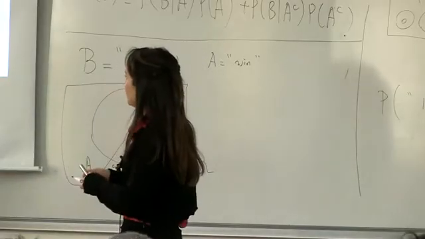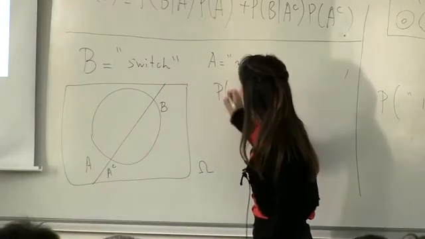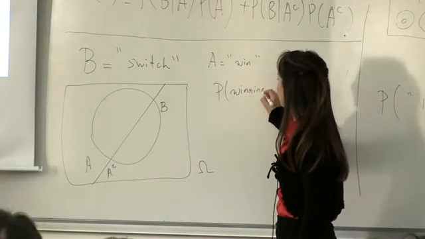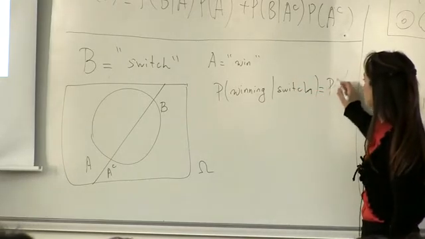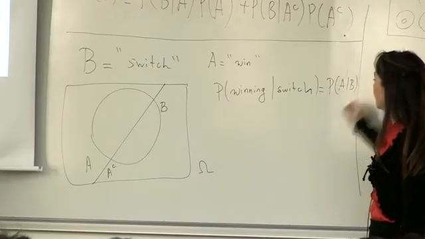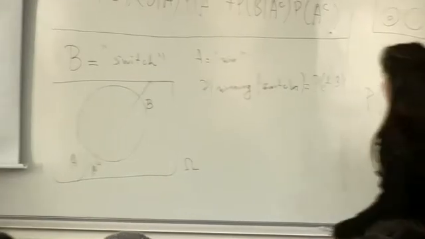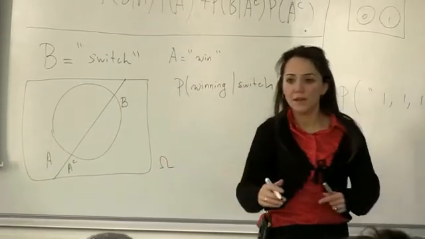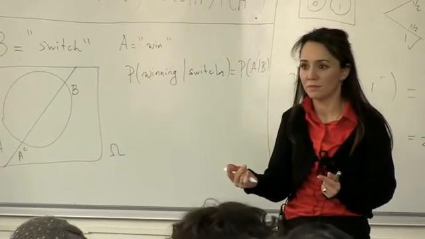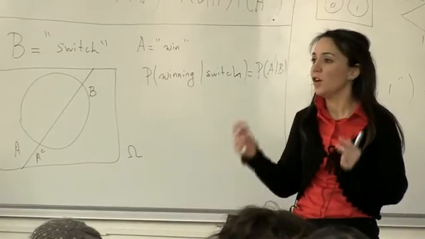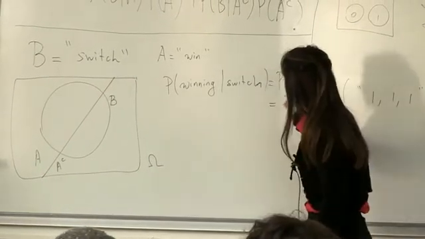So, first of all, let's answer the first question first. Should you switch? Let's compute the probability of winning given I switch. This is essentially given in the question. This is P(A given B). Now, in the event that I switch, I win if my original choice was wrong. Do you see this? What is the probability that my original choice was wrong? 2/3. So this probability is 2/3.